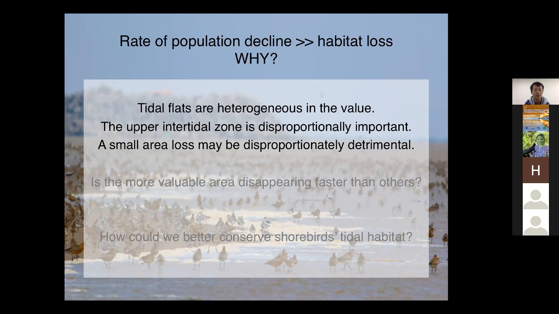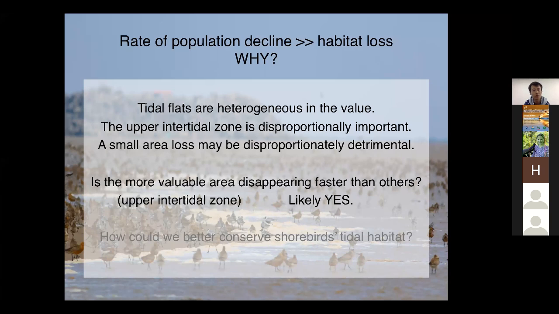As Misha mentioned, this 5% of spartina encroachment may be disproportionately detrimental to the foraging of shorebirds because they occur at upper tidal flats. Then the question is whether the more valuable upper tidal flats are indeed disappearing faster than the others. And the answer is very likely yes.